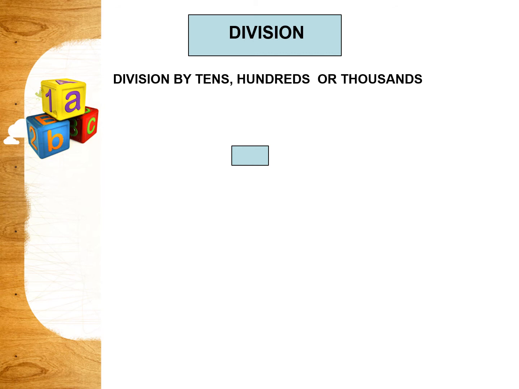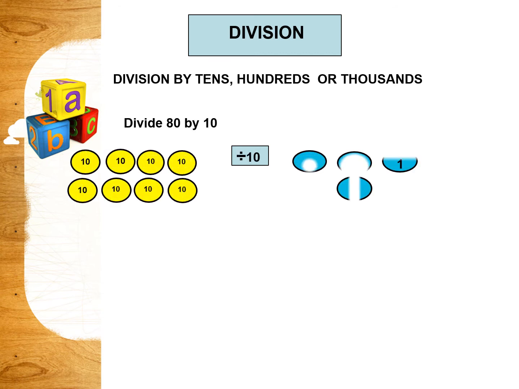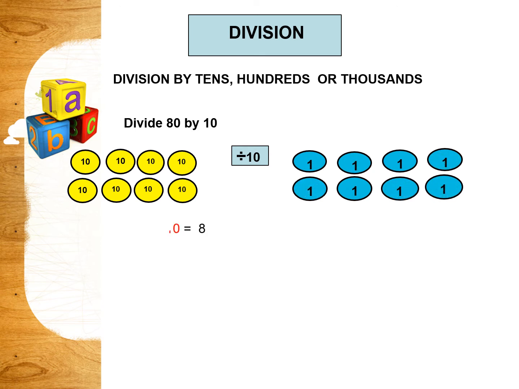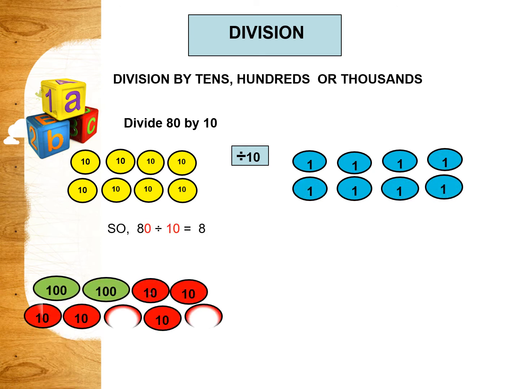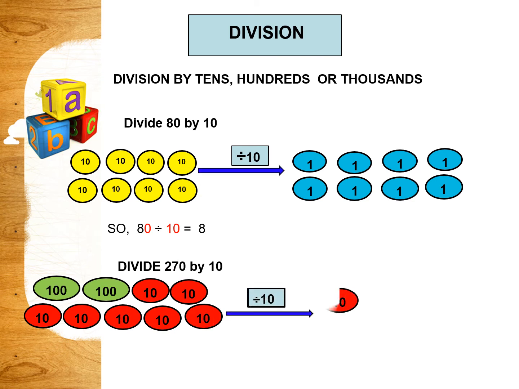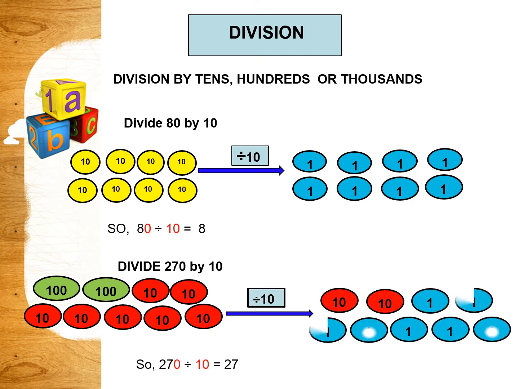First one, we consider the tens. So divide 80 by tens. When we find the quotient, we can also just remove 1 zero from the end of the original whole number. Now you can see it in the first example. 80 divided by 10. How many tens are there? 8. 8 tens. So when we divide by 10, we can get 8.